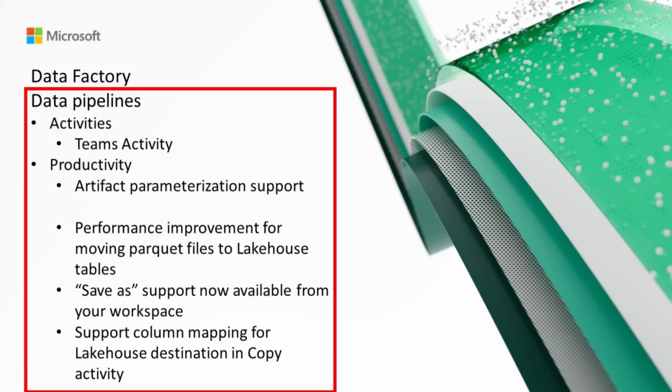Support column mapping for Lakehouse destination and copy activity. Data pipelines now support column mapping when a Lakehouse is selected as a data destination. In the Mapping tab, you can now add, edit, delete column mappings from your data source to your data destination.